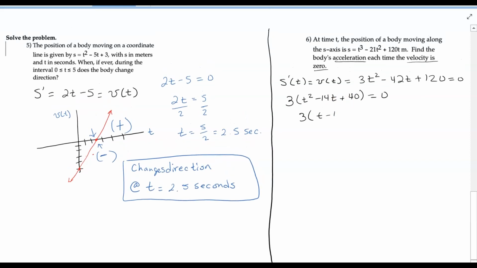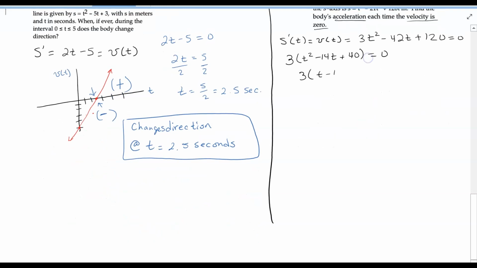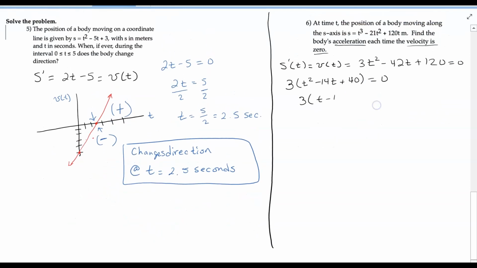That is negative 10 and negative 4. So it looks something like that. So I get a time t equals 10 and a time t equals 4. This is where my velocity is 0. But now they want us to find the acceleration when the velocity is 0. So what we're going to have to do is take the derivative one more time.